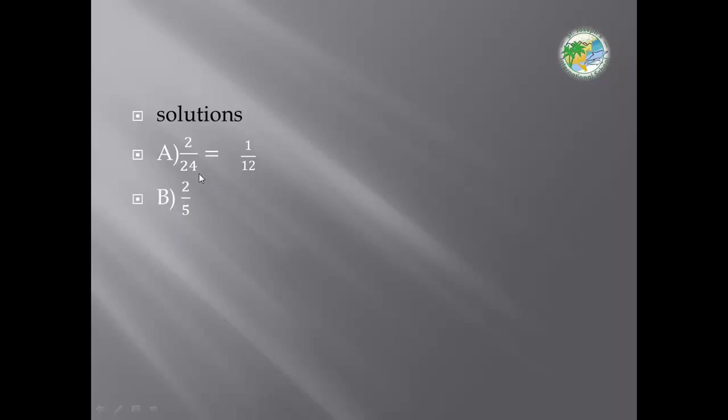B is 2 over 5 after we simplify. C is 1 over 21 after simplify. D is 1 over 12 after simplify.